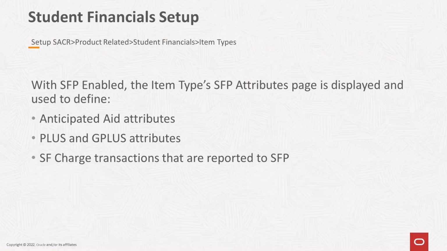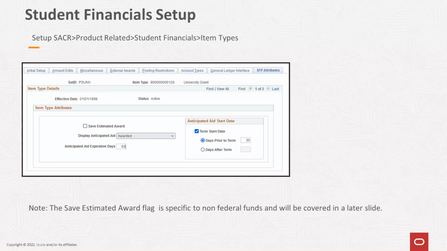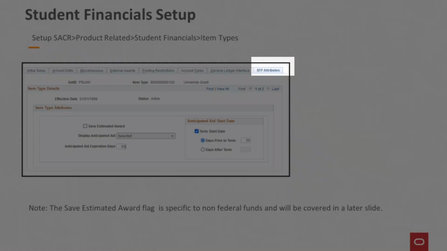The item type's SFP attributes page is used to support the integration with Oracle Fusion Cloud Student Financial Planning. The page will render differently between financial aid, charges, and waiver item types. During SFP's packaging, CS will consume the financial plan outbound message that can be used to populate the anticipated aid table. The CS required setup is found on the item type's SFP attributes tab. The Save Estimated Award is specific to non-federal funds and will be covered in a later slide.